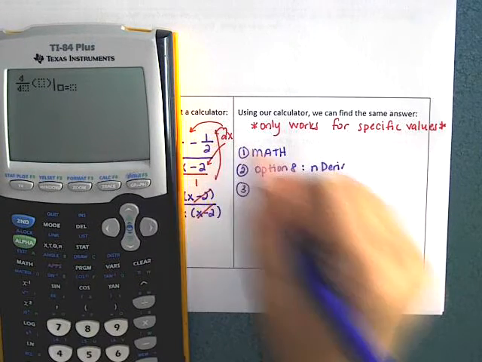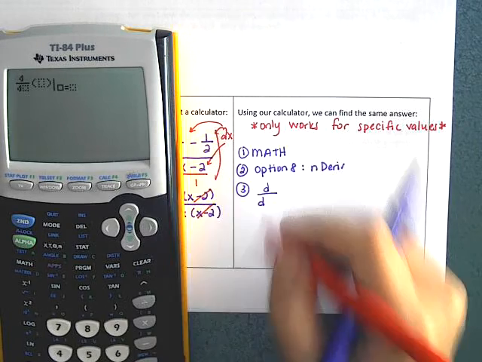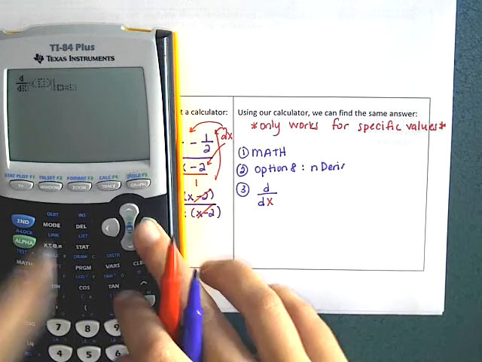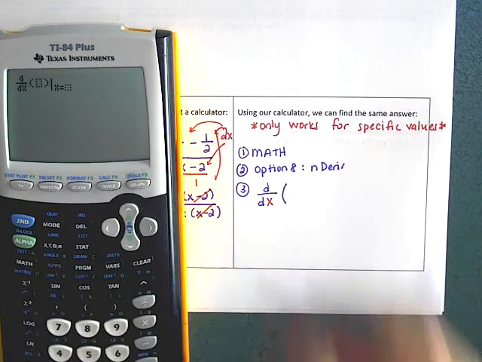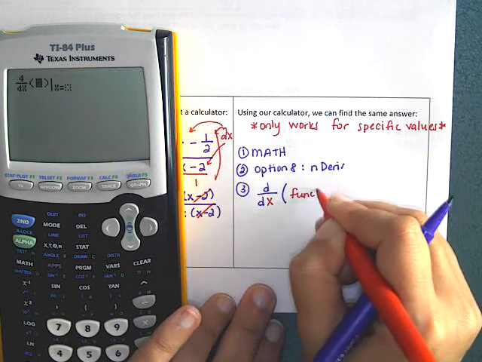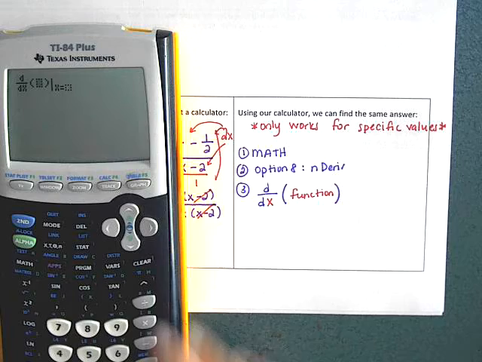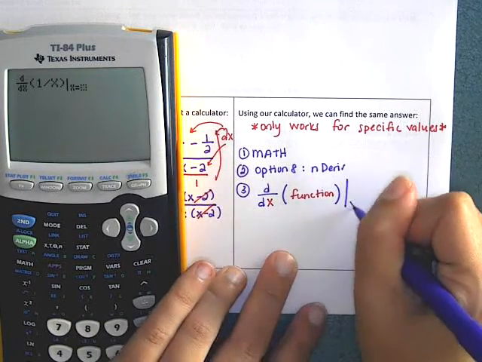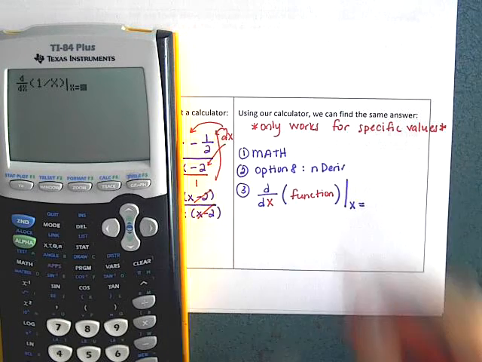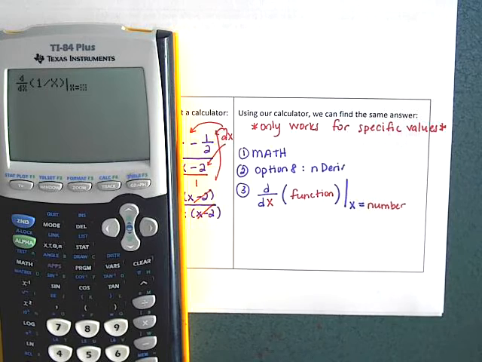Now you're going to type in d over dx, and you need to type in the x. Remember, that's one of our notations for take the derivative. Then there's a parentheses, and you need to fill in the function. So in this problem, the function would be 1 over x. Then there's a line, and there's an x equals, and you need to fill in the number you want to calculate. Since we want x to equal 2, we would just type in 2 and hit enter.